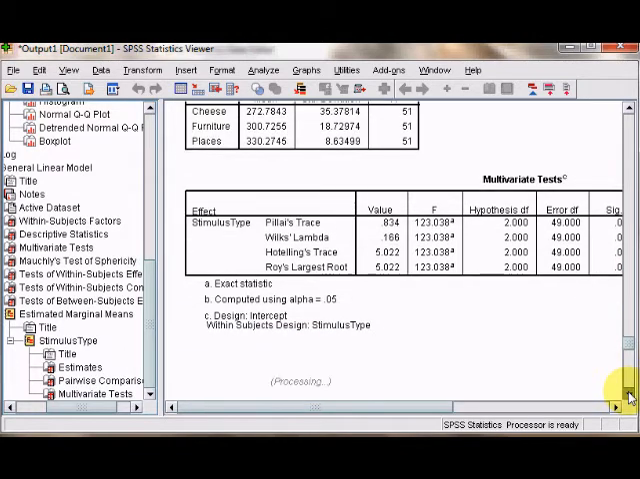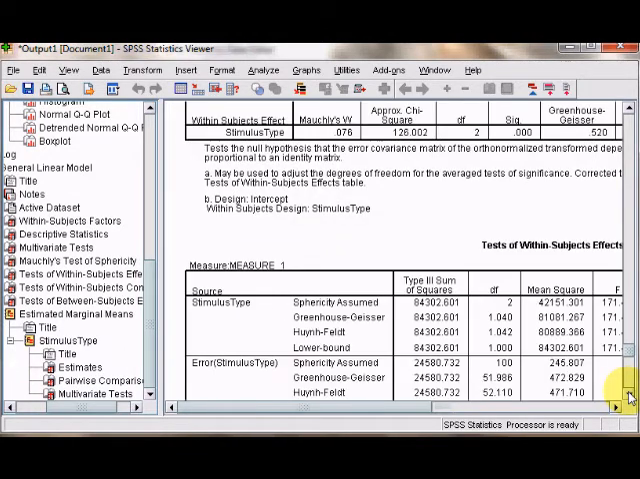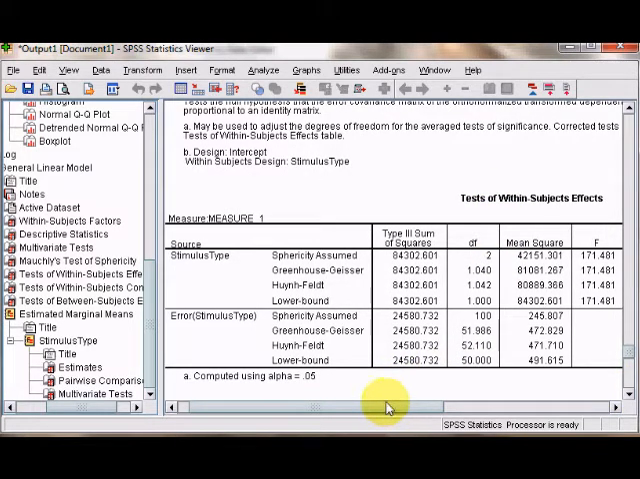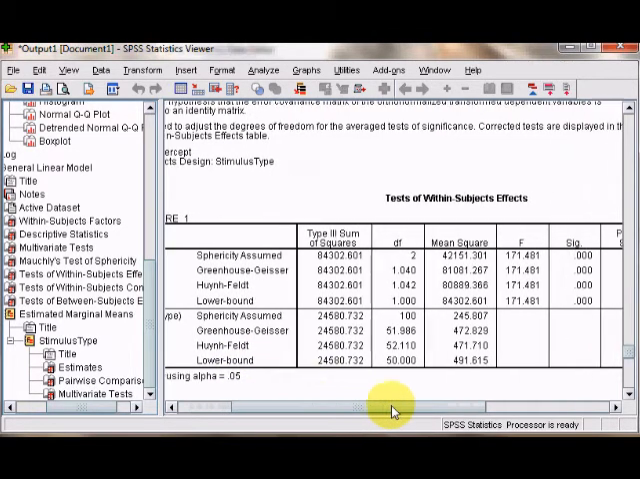Then the next table you need to look at, just skip past these ones, is the one called tests of within subjects effects. Now this is quite a complicated looking table because there's all these different rows in it, but basically you just need to look at the top row. Stimulus type, that's the name of the independent variable, so this is the effect, and this is the error variance, that is the variance caused by things that aren't the independent variable. So we just need to scroll along here.